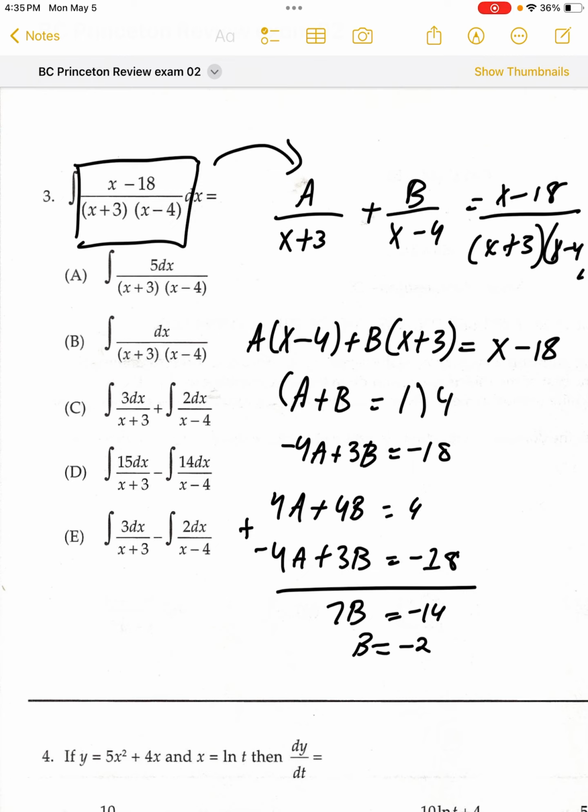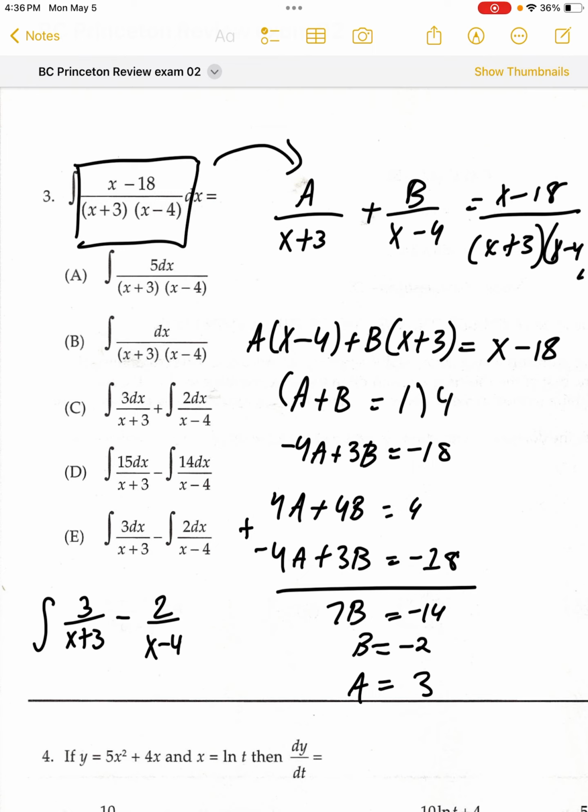And then when we look up, we see that a plus b has to equal 1, so a has to equal 3. Right, so our function will look like this. It'll look like 3 over x plus 3 minus 2 over x minus 4.